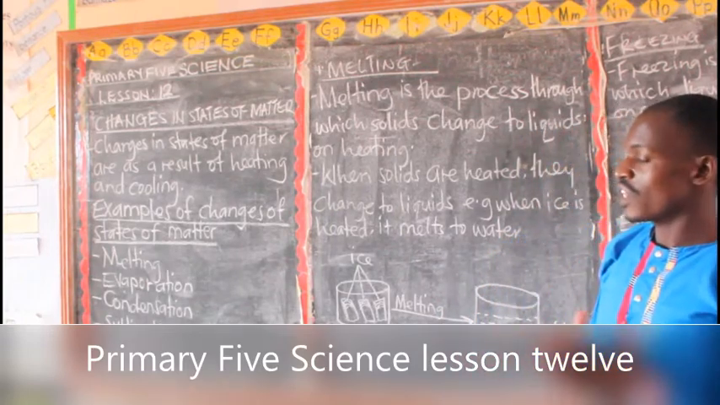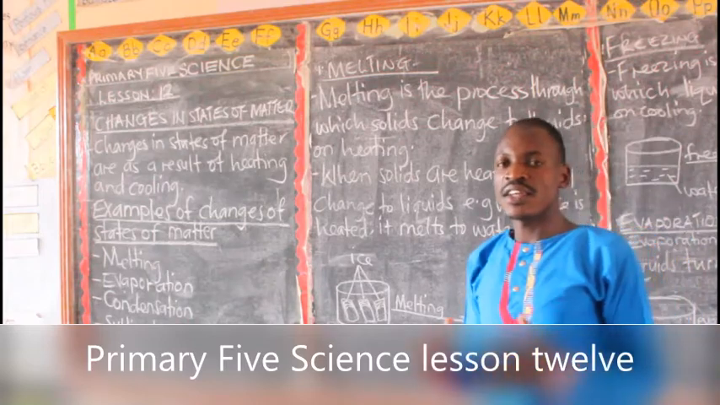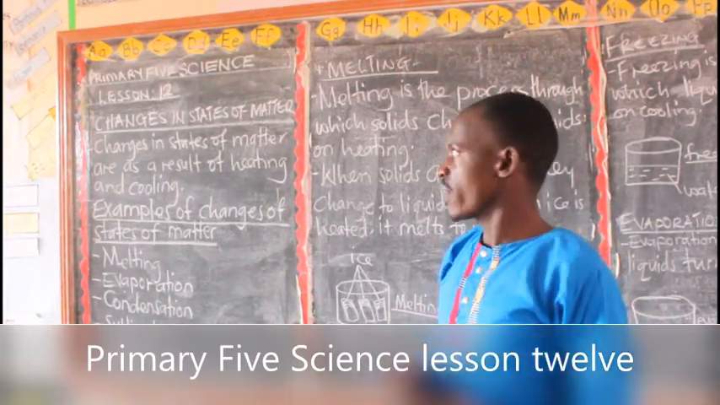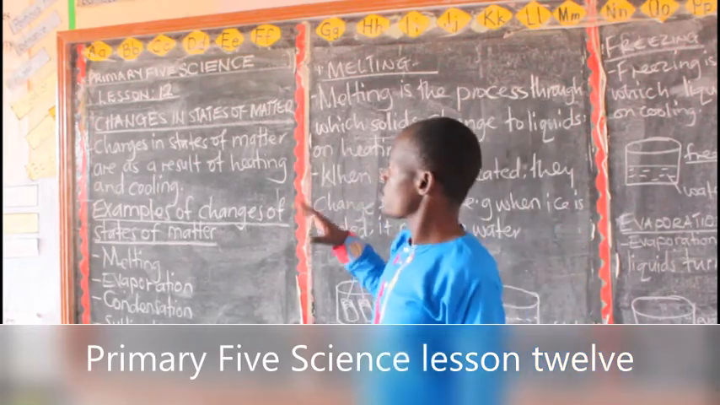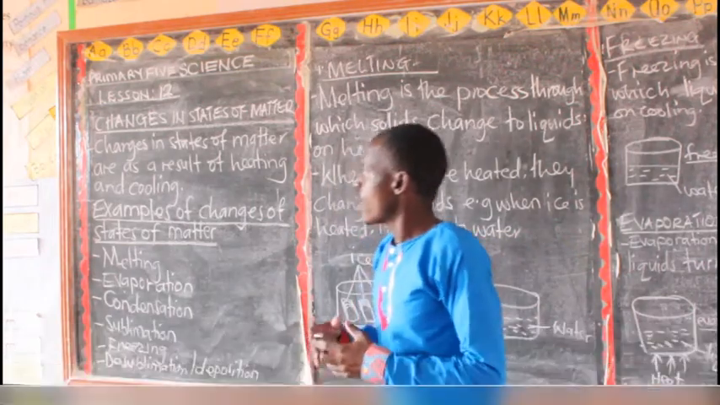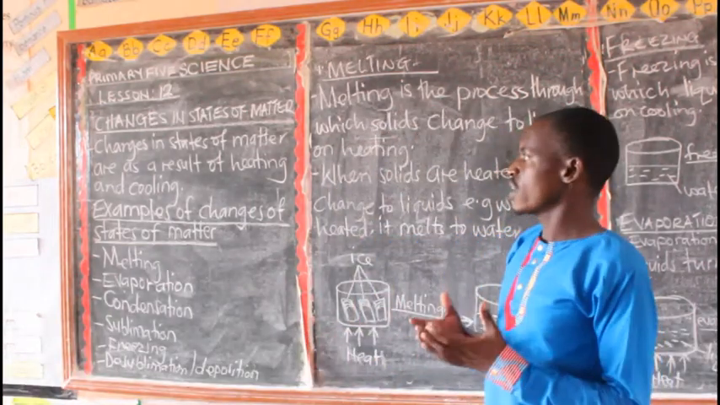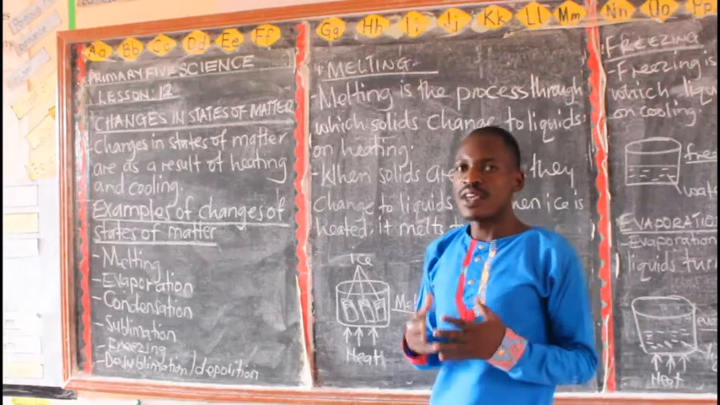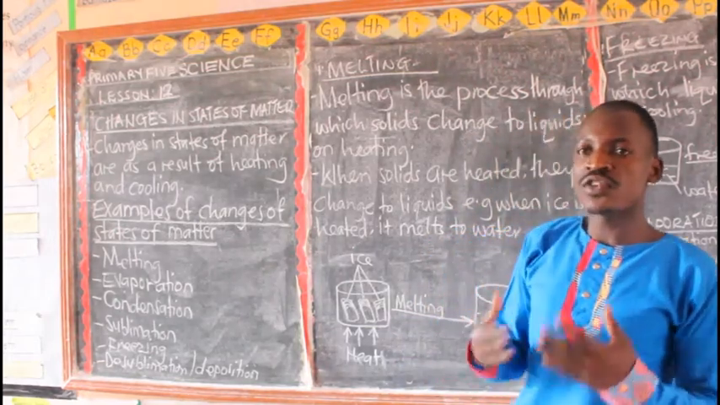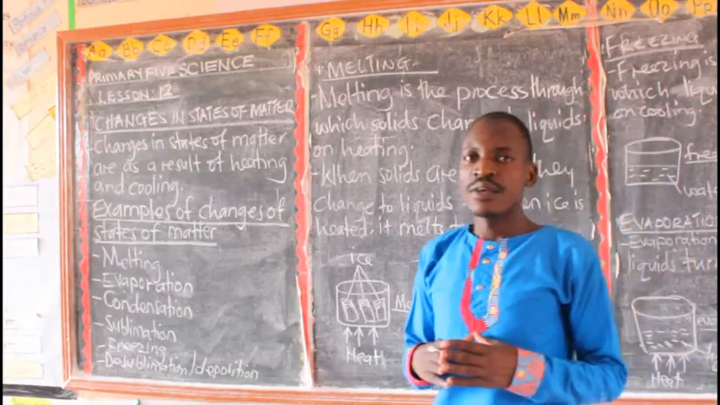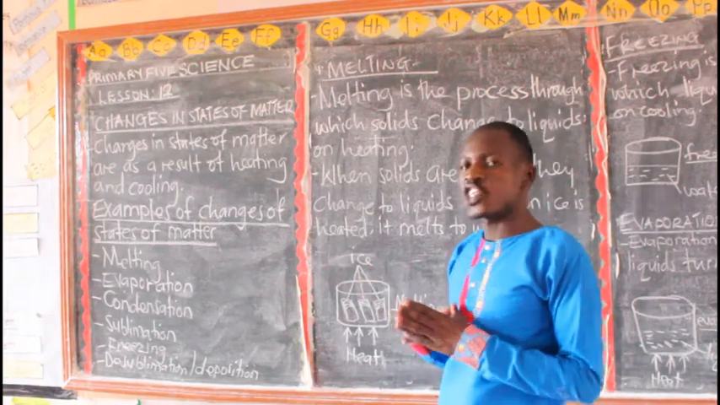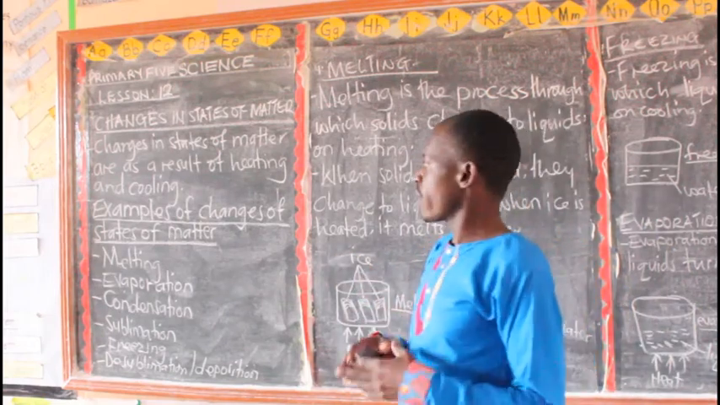Last time we looked at states of matter, solid, liquid, and gas. However, these states can change from one state to another. So we are looking at changes in states of matter. And we are saying that changes in states of matter are as a result of heating or cooling, meaning that the matter can change from one state to another due to difference in temperature. Either when you are heating it or when you are cooling it, it can change from one state to another.